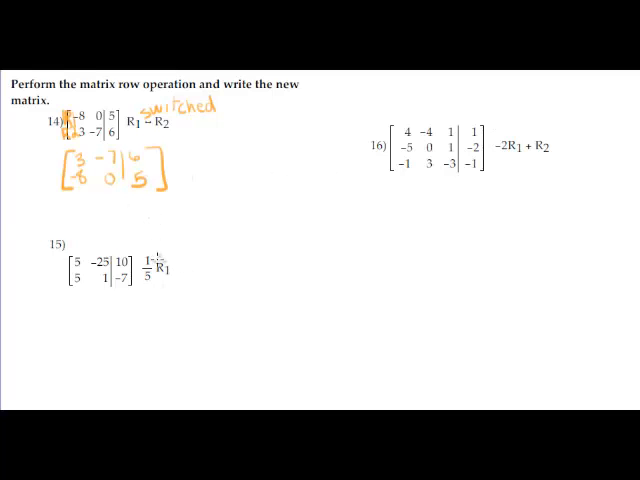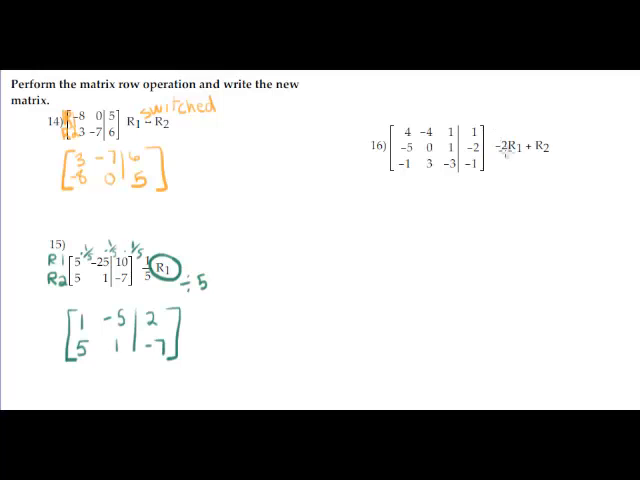15, they want us to do 1/5 times row 1. Okay, so of these two rows, row 1 is the first row. We're going to take everything in this row and times it by 1/5. That's the same, by the way, as dividing by 5. So we should get for our first row 1, -5, 2. For our second row, it stays what it was because all we were doing is multiplying something by row 1. We weren't messing with row 2 at all. That would be our answer.